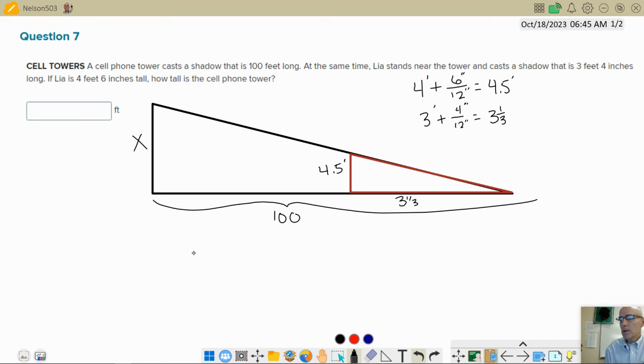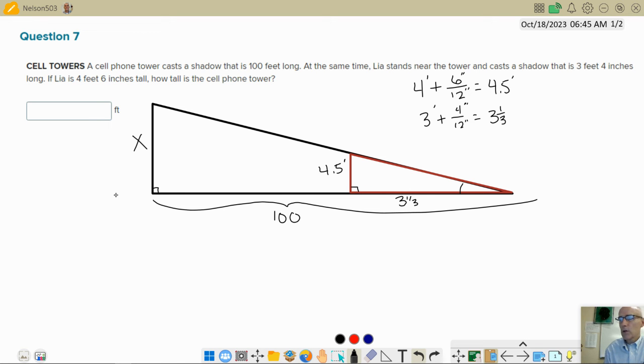So I'm going to set up a proportion because I know the two triangles are similar. Why are they similar? Well, we got this angle right in here, right? That's in common between the two triangles. And then we have these right angles for sure. So by angle similarity, the two triangles are similar to each other.